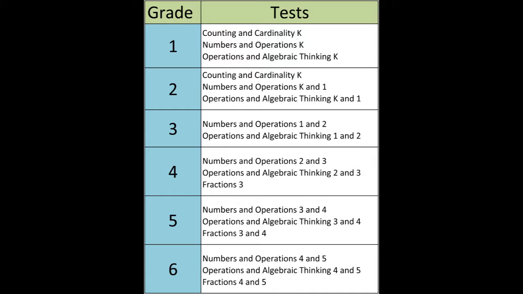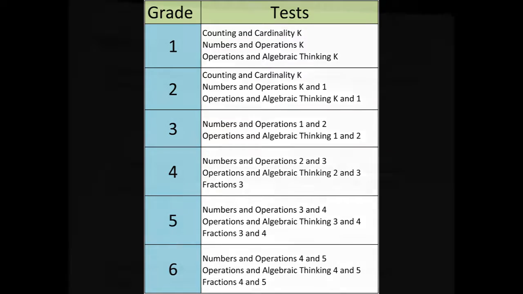Numbers and operations in base 10 and operations and algebraic thinking are for all grades K through 6. Counting and cardinality is just for kindergarten, but 1st and 2nd graders can be tested on it. The 4th area is for fractions, which is the upper grades. It's sections 3 through 5.